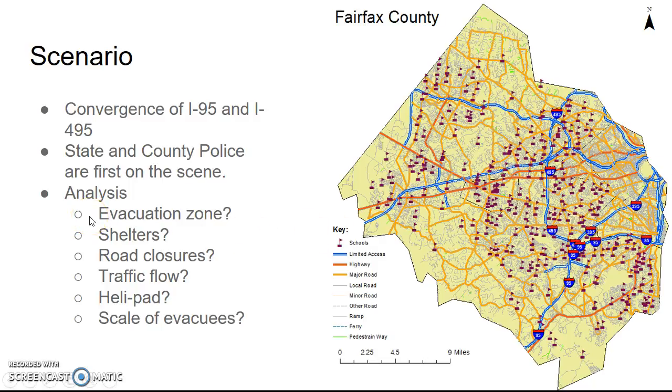And the decisions that I need to make going forward are to determine where to draw the line for the evacuation zone, where to locate the evacuation shelters, which roads to close to the general public, which roads to close to everyone, how to redirect traffic flow, where to have the helicopter landing site, and how many people to evacuate.